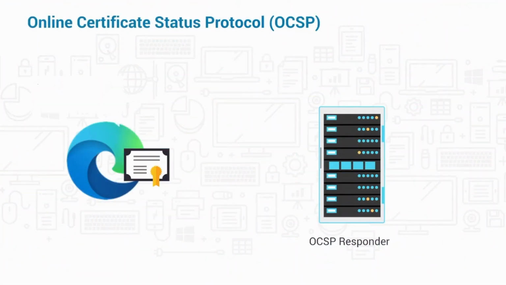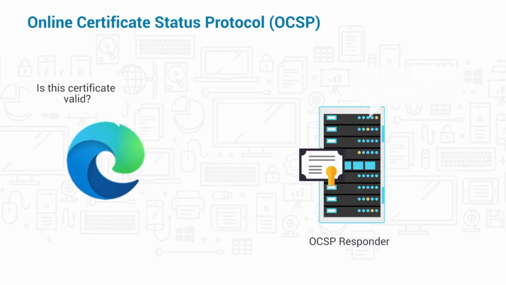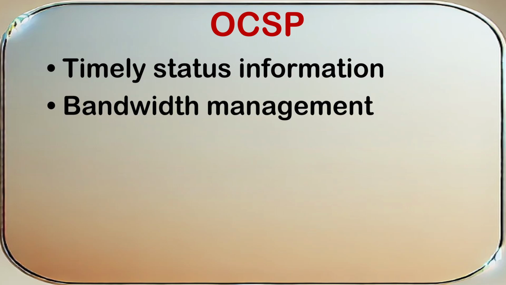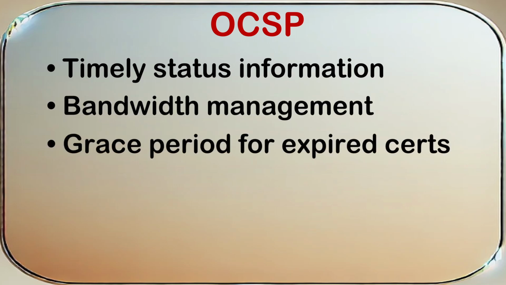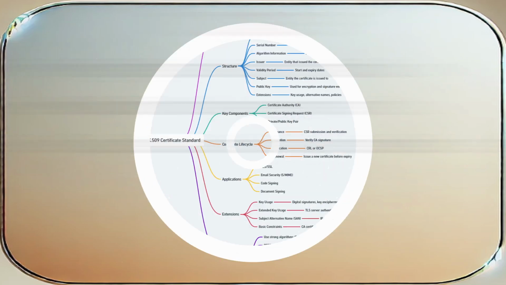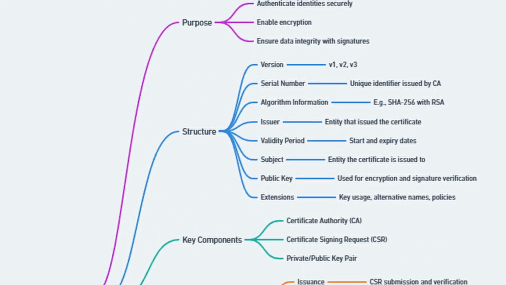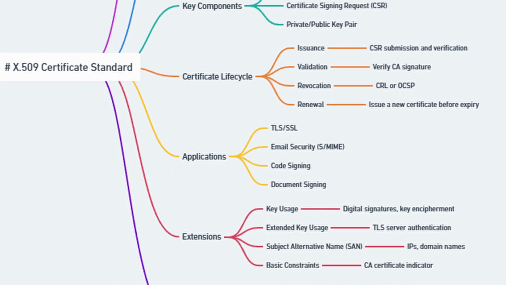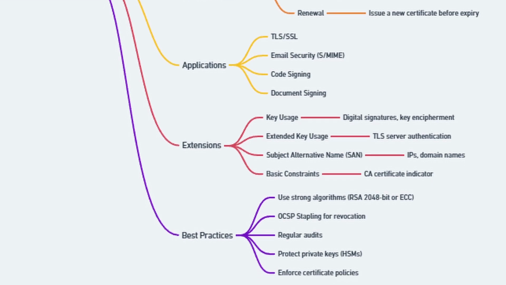The way OCSP works is your browser sends a status request to an OCSP responder and receives a response as to whether a certificate is valid or has been revoked. Using the OCSP provides a few benefits. These include providing more timely information on a certificate status, better bandwidth management because the client doesn't need to download the CRL, and a grace period for expired certificates. If we follow the guidelines set in the X.509 standard, we can be assured that internet certificates are valid and have been checked appropriately by reputable certificate authorities.